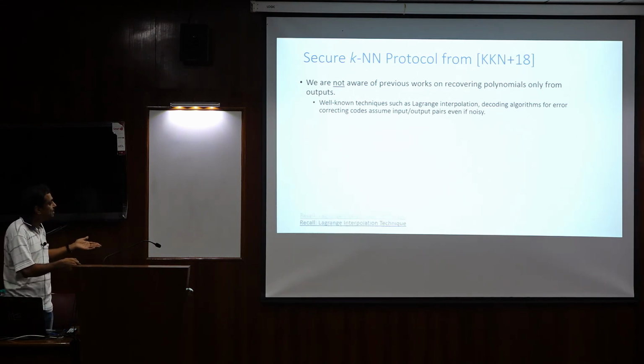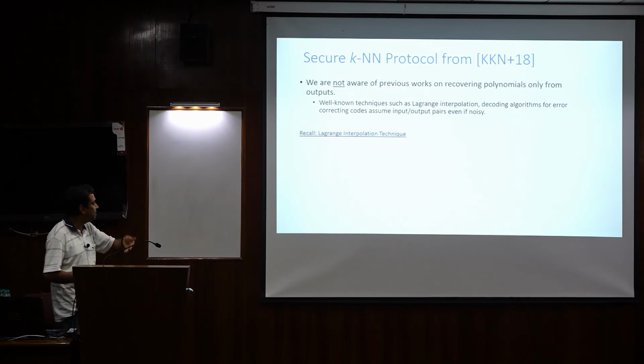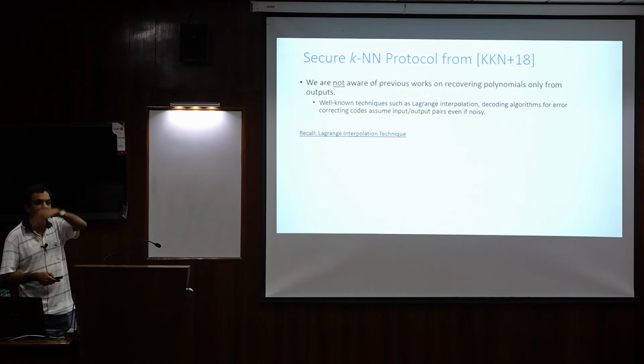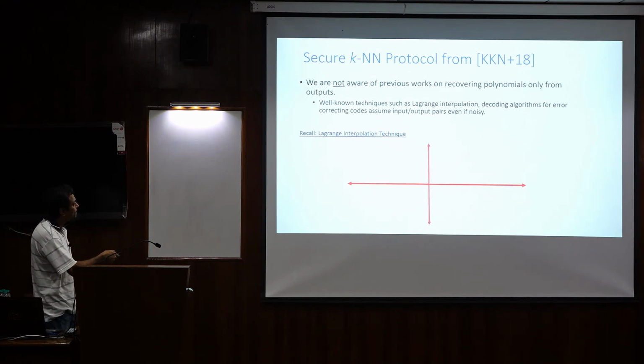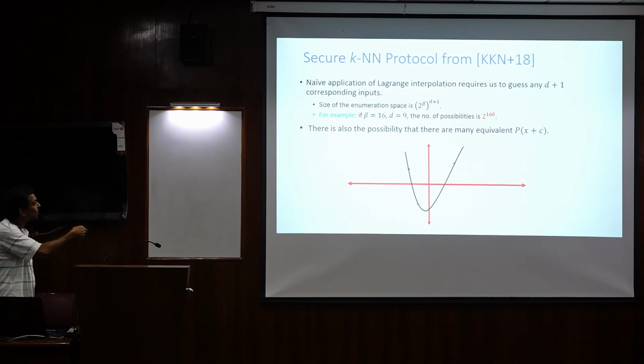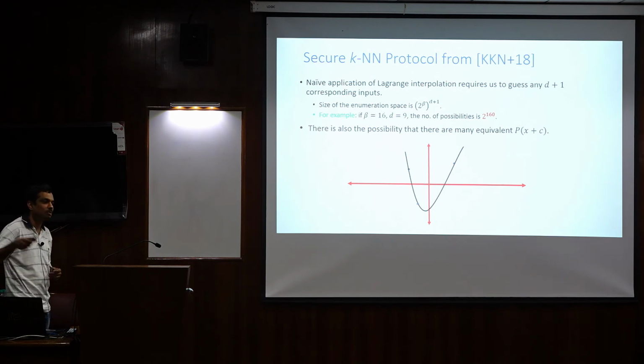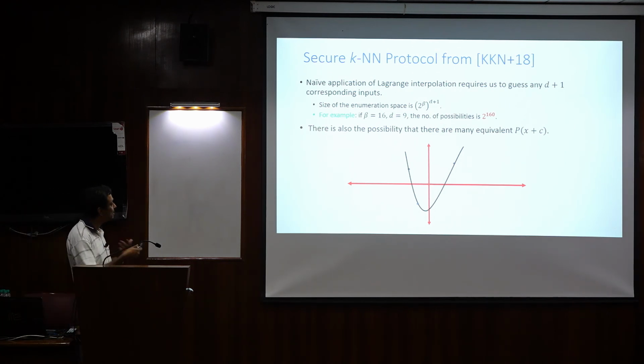Lagrange interpolation basically takes the xy values, it can take d plus 1 values and then recover a d degree polynomial. That I think everybody knows. We've been talking about it many times. So basically the whole point is that the enumeration space in this case happens to be 2 power 160, and therefore the probability of recovering is a very, very small number.